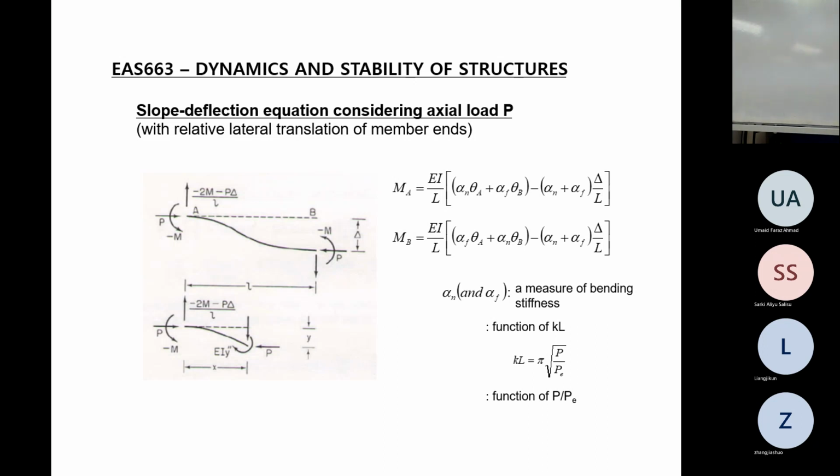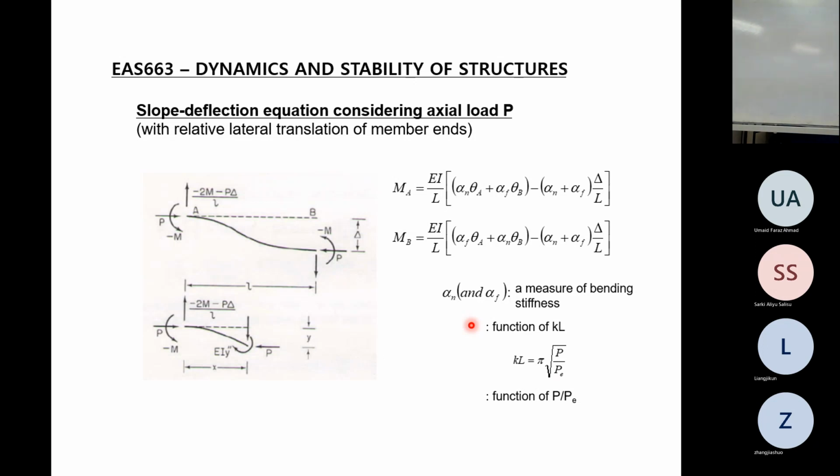Now, let's talk a little bit here again. This is what I mentioned also by referring to the equation: alpha n and alpha f, when you multiply this one with EI over L, it is a kind of bending stiffness. It is a measure of bending stiffness. Bending stiffness means how much moment is required to produce unit rotation. So the higher EI over L, the more difficult to rotate. So this is bending stiffness.